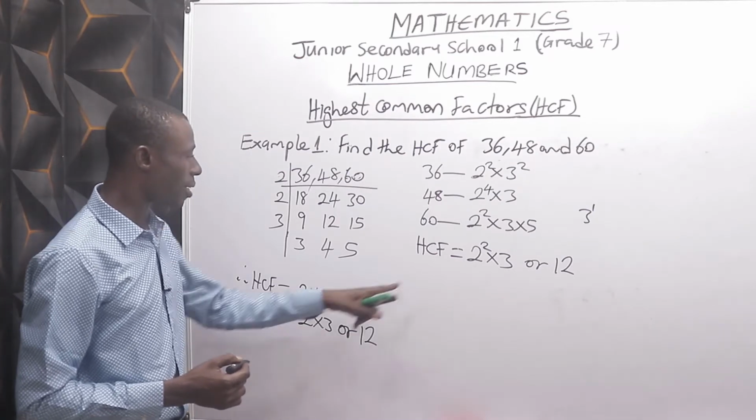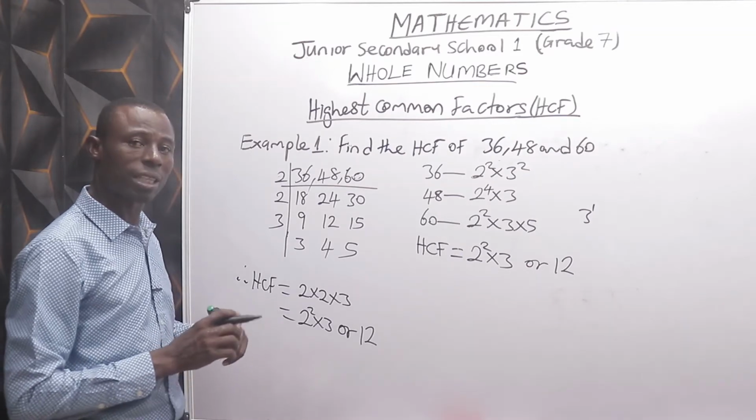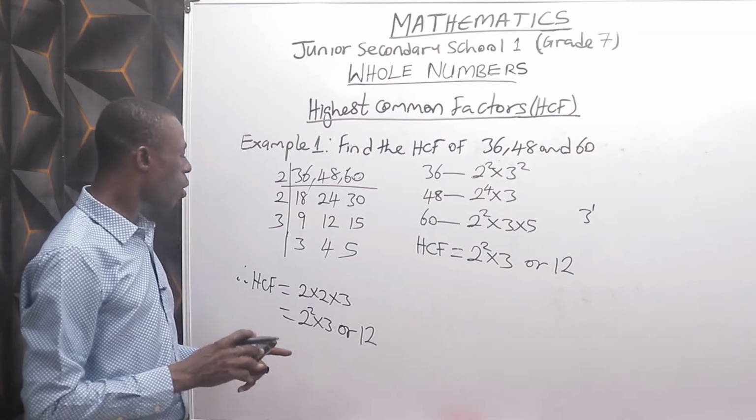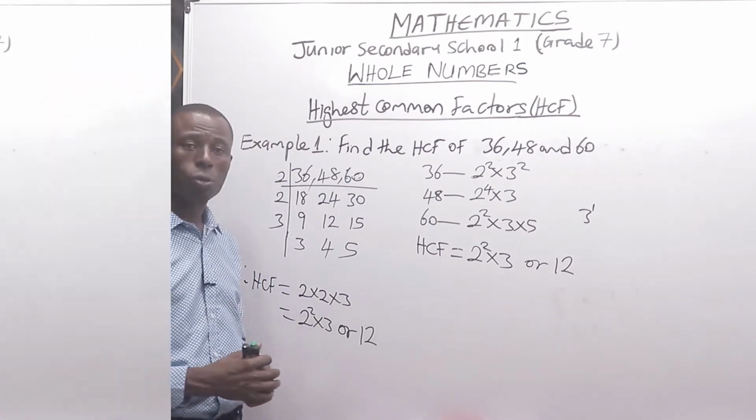You can see that the answers are the same. There is no diversion, there is no discrepancy, there is no difference. So that is it. Let's consider example 2.